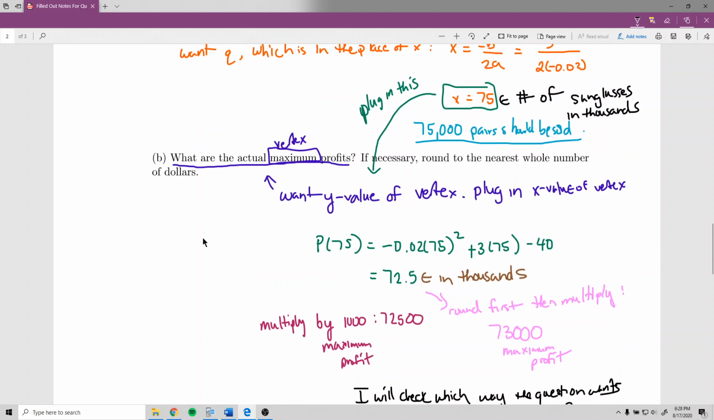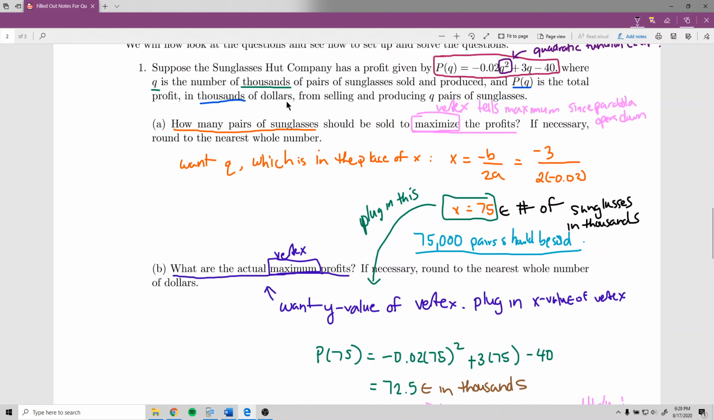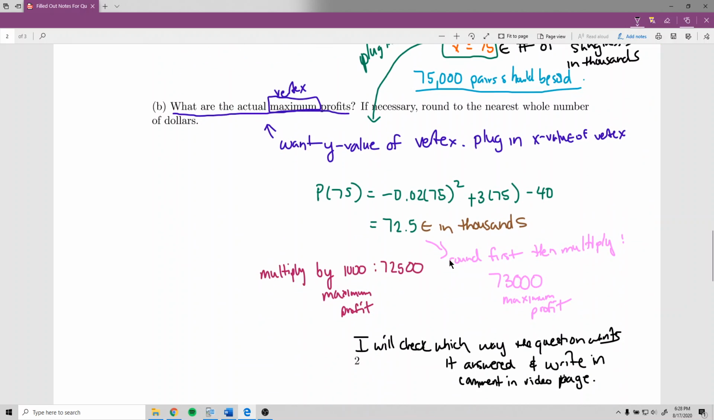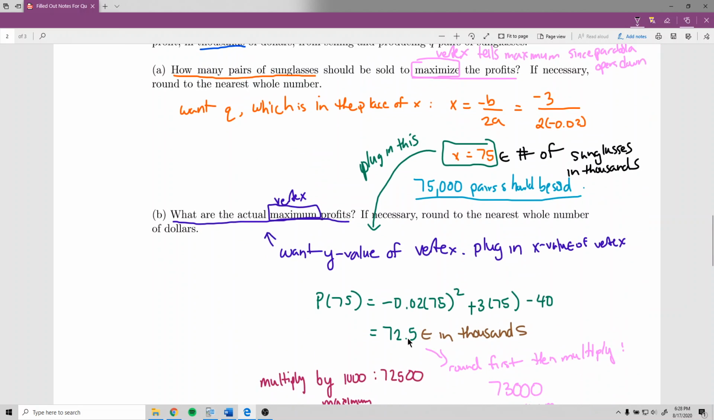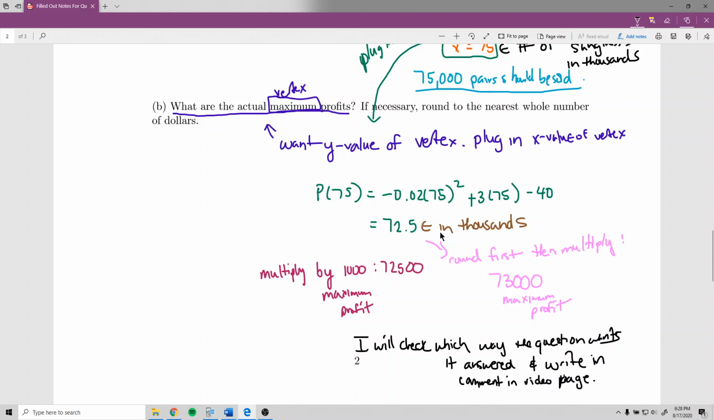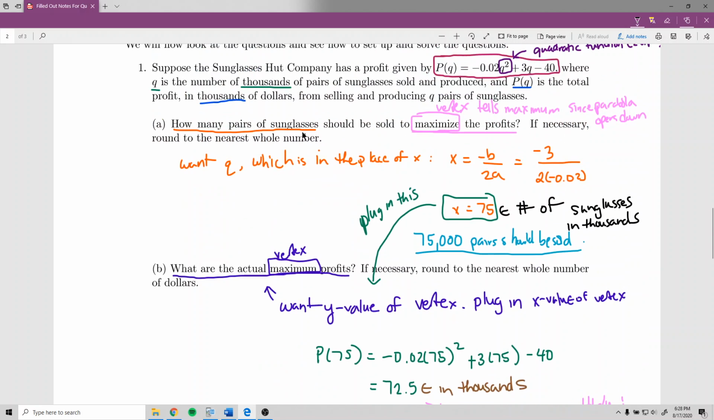All right, so really all we answered here was, what is the x value of the vertex and what's the y value of the vertex of this equation to find the maximum. And once again, interpreting results with word problems, you always got to be a little careful. Not all of them are in thousands or anything like that. So if you get 72.5, that might very well be the answer to the question. This one's just in thousands, so you have to be careful.